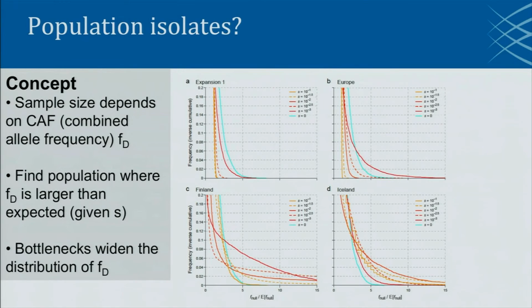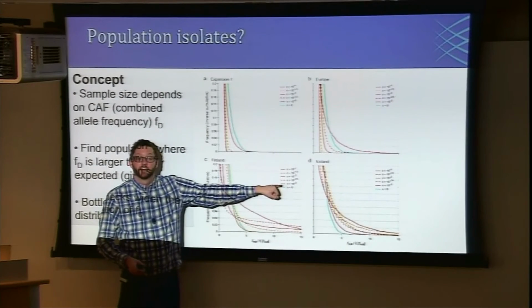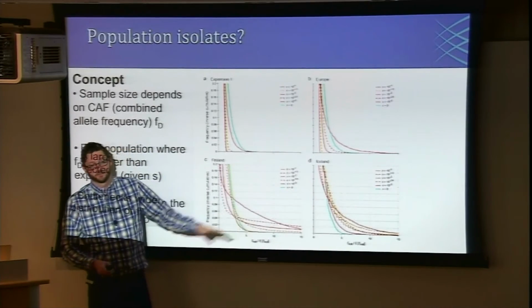Yes. Questions? Go ahead. Expected frequencies for this local population or for everything? For the local population. So this is showing what the distribution of individual gene frequencies would be, conditional on each of those genes having a selection coefficient of 10 to the minus 3 for loss of function.